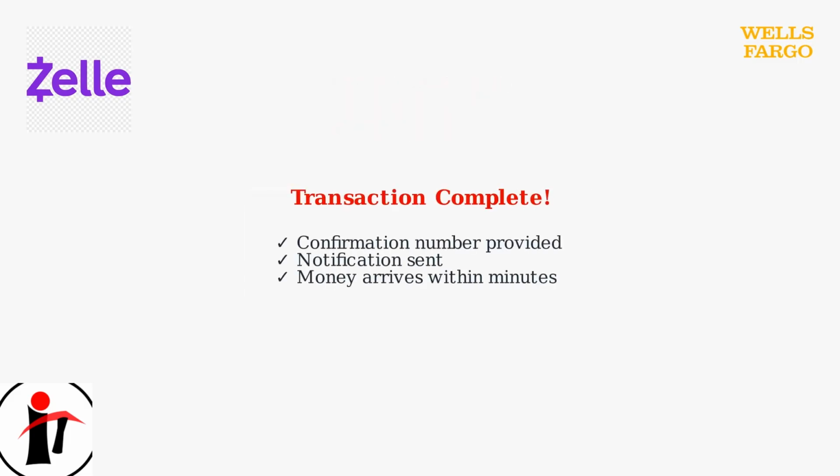Once you authorize the transaction, you'll receive a confirmation number and notification. Most Zelle transactions complete within minutes, making it one of the fastest ways to send money. Sending money with Zelle through Wells Fargo is secure, fast, and convenient. The integrated experience makes it easy to transfer funds to friends, family, or anyone with a U.S. bank account.